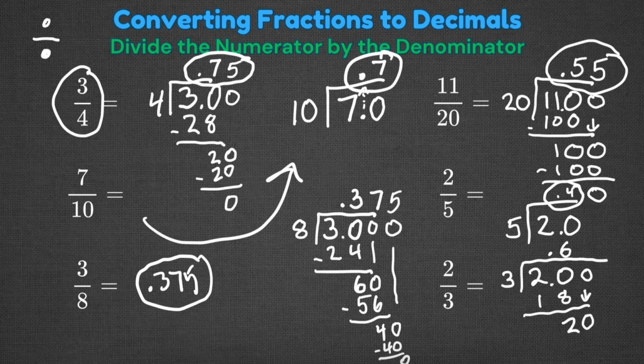Wait a second, this looks familiar. It looks familiar because I am stuck in an infinite loop. And I'm going to continue to get 18. 20 minus 18 is 2. So what we have here is 0.6 repeating, 0.666666 forever. And the way you write that is 0.6 with a line over the top.